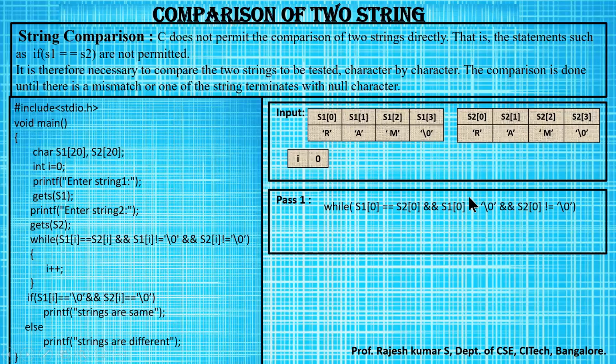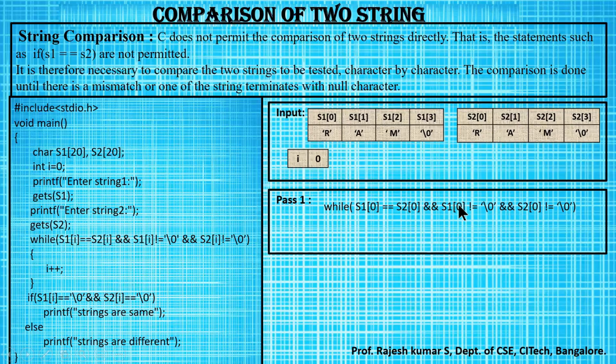Why do I check the second and third conditions? If any one of the arrays has the null value, then that is the end of the string. I should come out of that particular string. So in this first case, let us see the scenario for 2 strings being equal. Later I'll explain how we check whether the 2 strings are not equal. So in this first case, S1 of 0 is R. S2 of 0 is R.